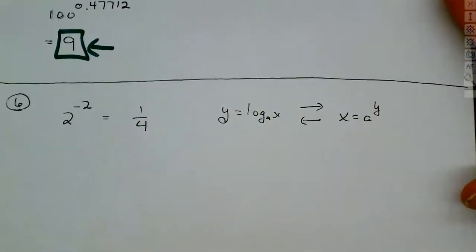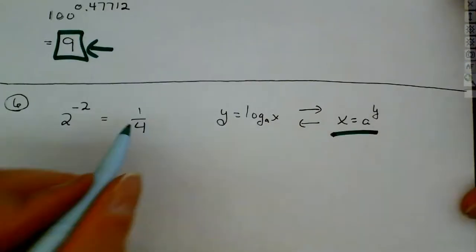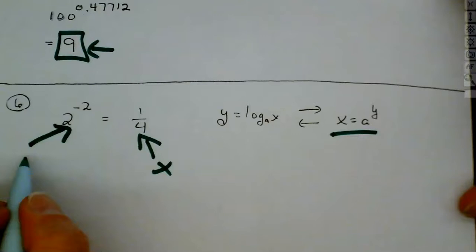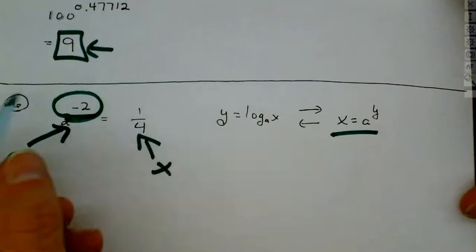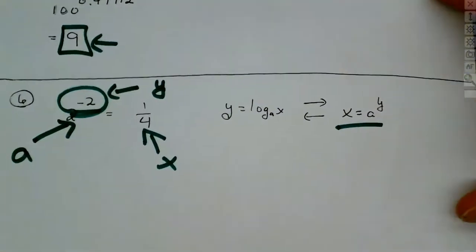So labeling the pieces. Right now it's in this form. So this 1/4, that is your x. The 2, that is your a. The minus 2, that is your y, right? See how I labeled the pieces?